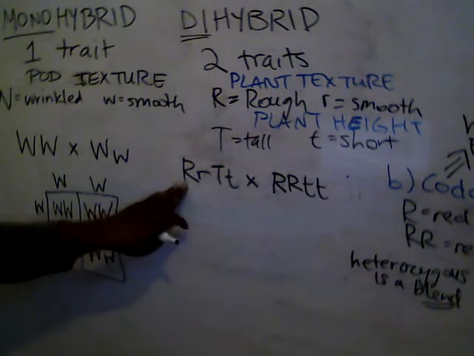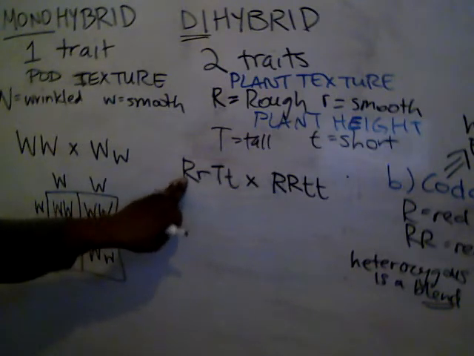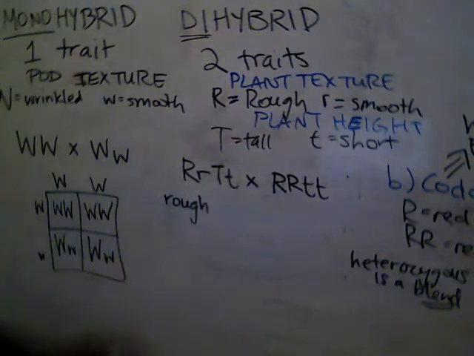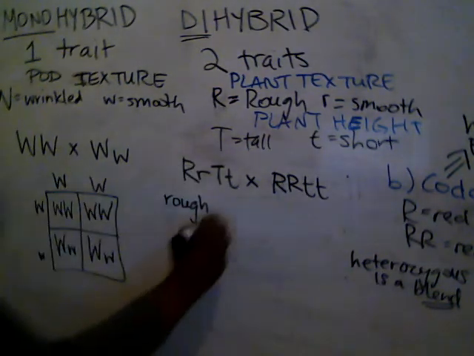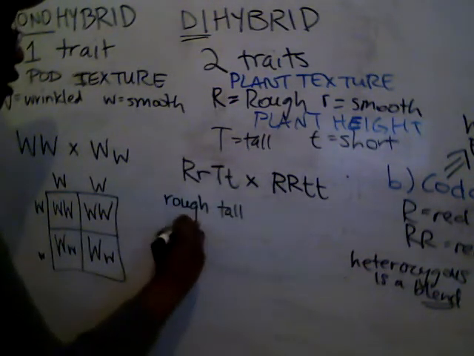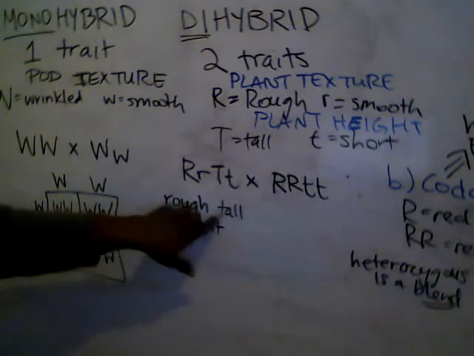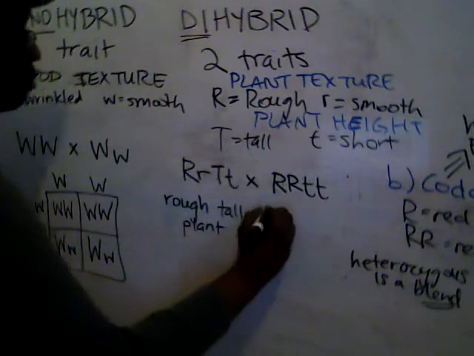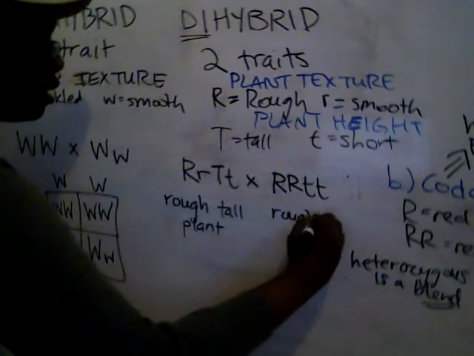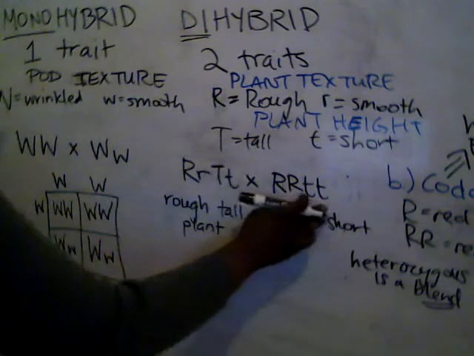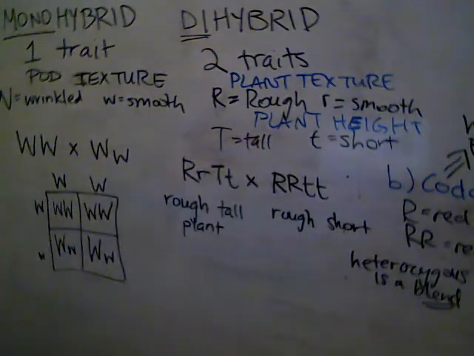Now this particular parent has the big R, so they would have the dominant, which is rough. So this would be a rough, and then big T for tall. This is a rough, tall plant. So again, we're dealing with two traits at the same time, plant texture and plant height, whereas this plant would be rough and short. Okay, short because these are both little t's, and the little t is the short phenotype.